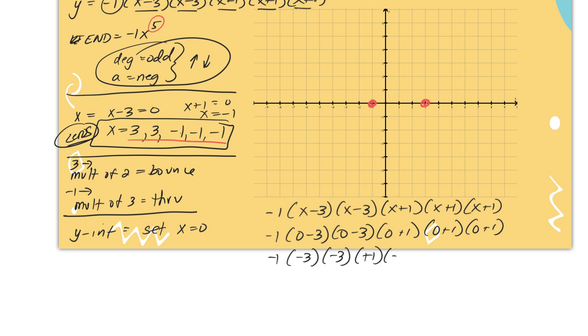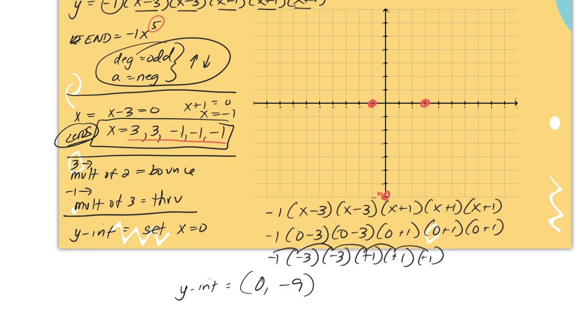-3, -3, +1, +1, +1, okay? So -3 times -3 is 9. 9 times -3 is -27. -27 times 1, times 1, times 1, it's all -27. So when x is 0, y is -9. That's my y-intercept, okay? So again, let's just make that -9, and my graph looks like that.